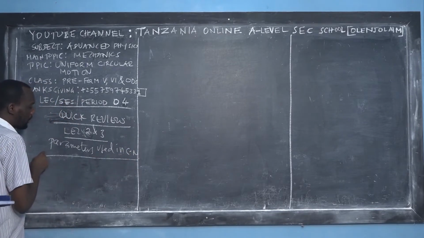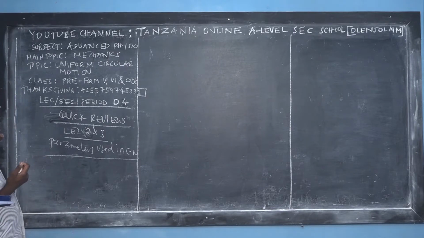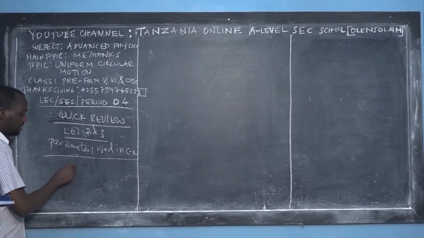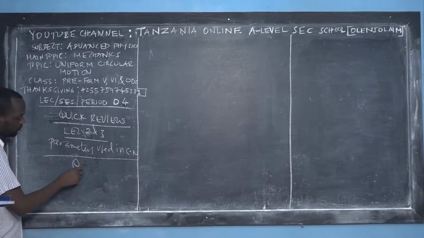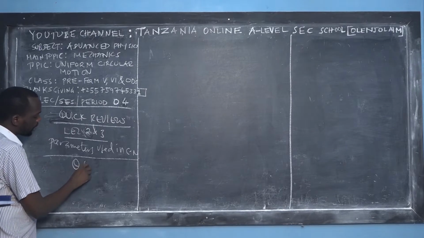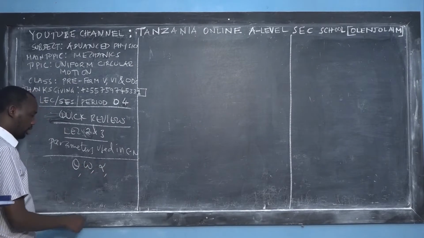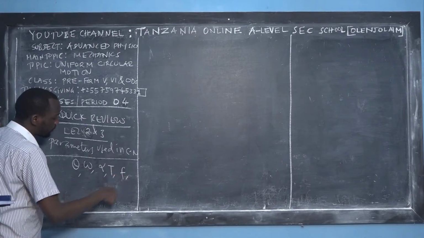We learned many parameters, I think around 9 to 10. We learned the formulas. The first parameter we learned about was angular displacement. I told you also about angular velocity, angular acceleration, and another parameter called the period, and another called the frequency.